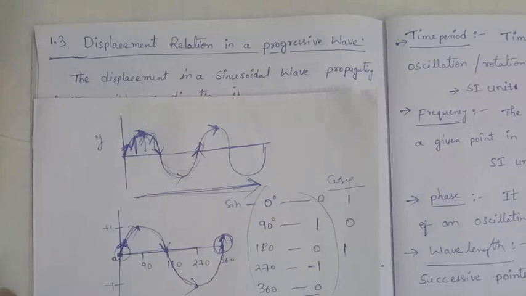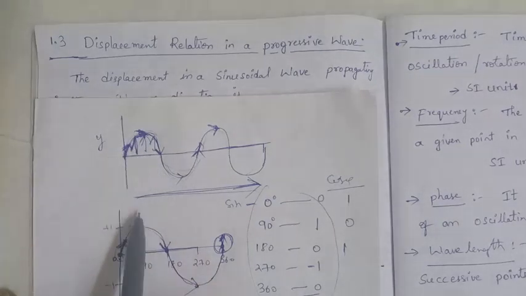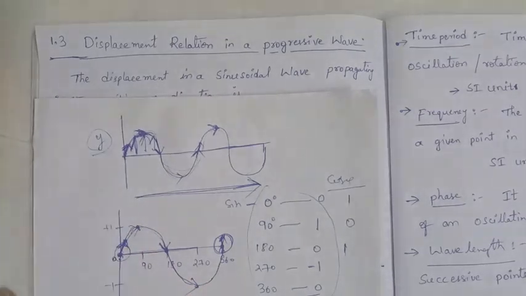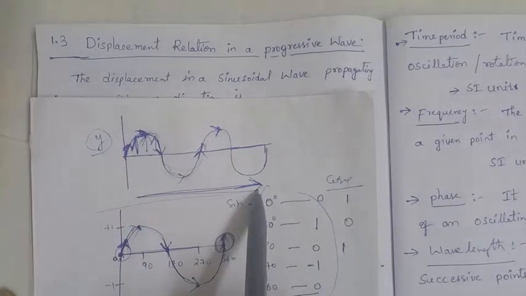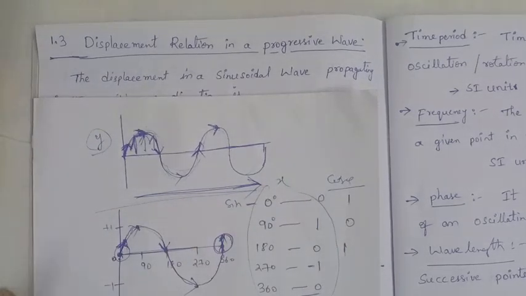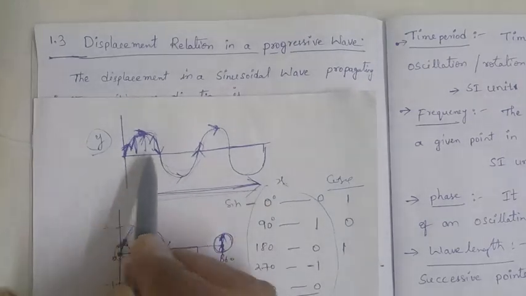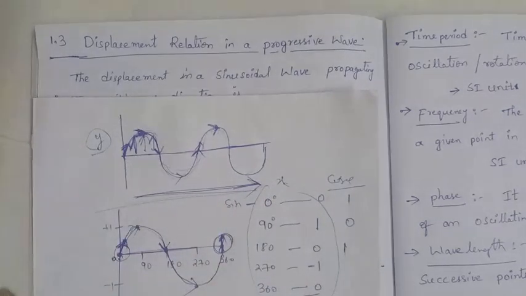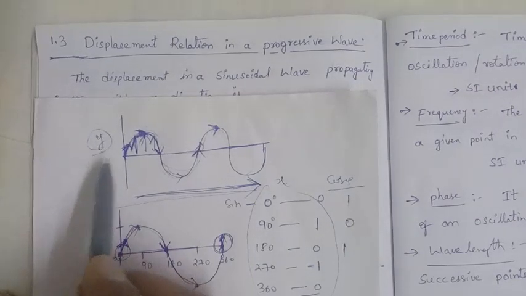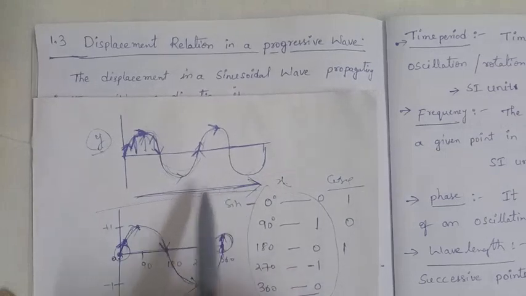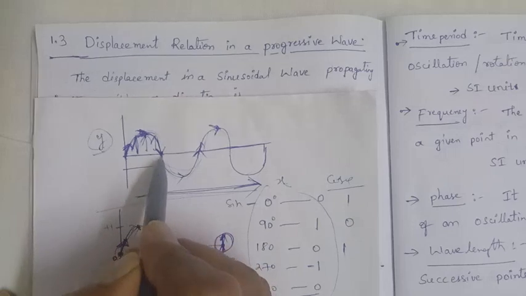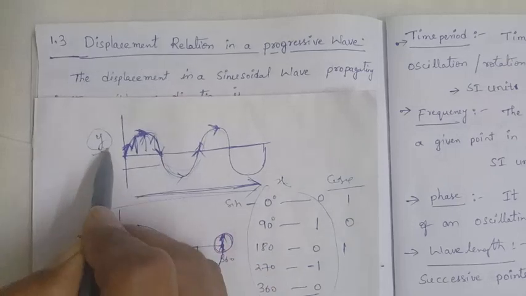Then the displacement of the particles is given by a function, here y, and the wave motion direction is along the x-axis. So here x gives the position, and this y value will change based on position and time. At this position, at this time, how does the y value change?